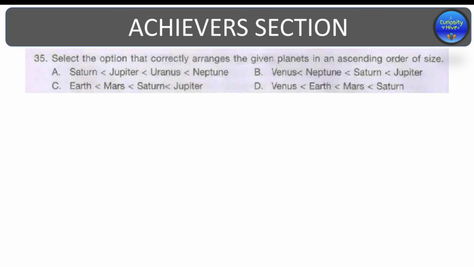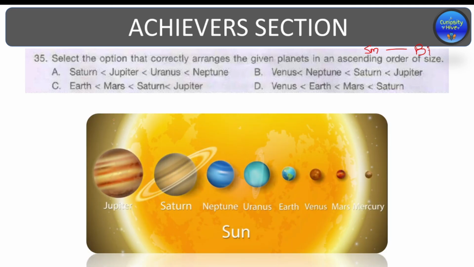Now we come to the last and final question of our Achiever section. Here we need to find the option that correctly arranges the given planets in ascending order of size. Ascending means smaller to bigger. Now pause the video if you want to choose the right answer. Well, here I have a picture for you which shows the order of the planets in the descending order.